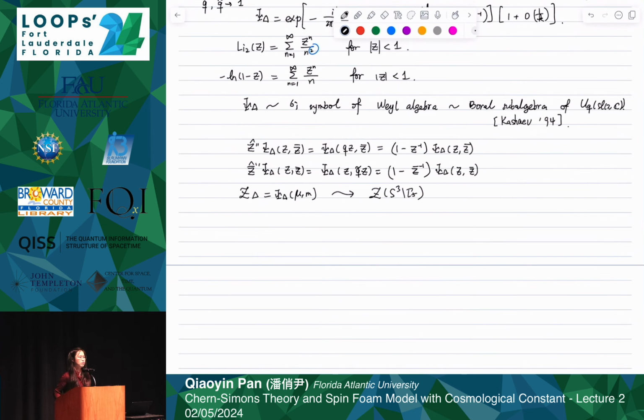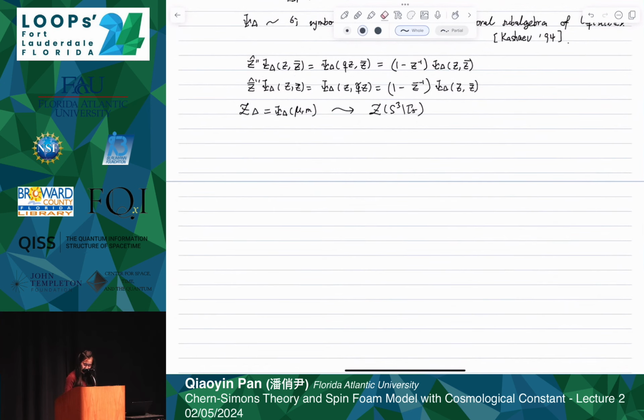Since it's so important, let me also tell you some properties of this quantum dilogarithm function. So first, this function has a singularity at mu equal to 0, which is bad, because if I do the integration over this function, it might give us some divergence. So how do we deal with that? The way to solve this problem is to do the analytic continuation. So we perform the analytic continuation of the variable mu. So I let it take values in the complex plane. Then its conjugate momentum nu must also take complex values.